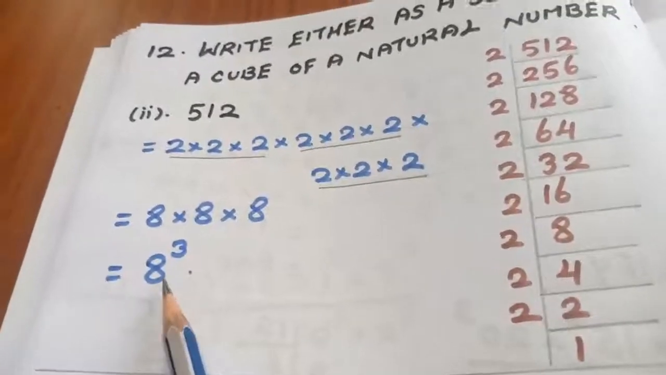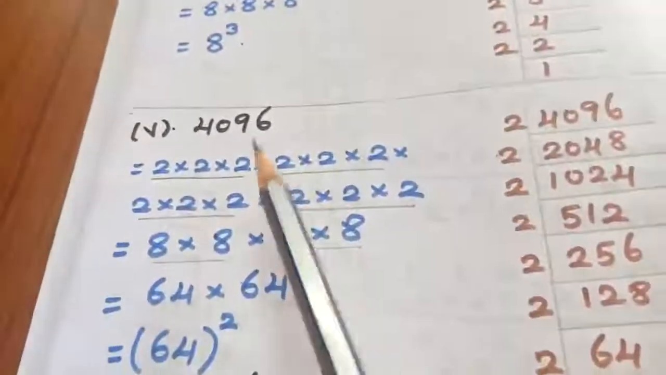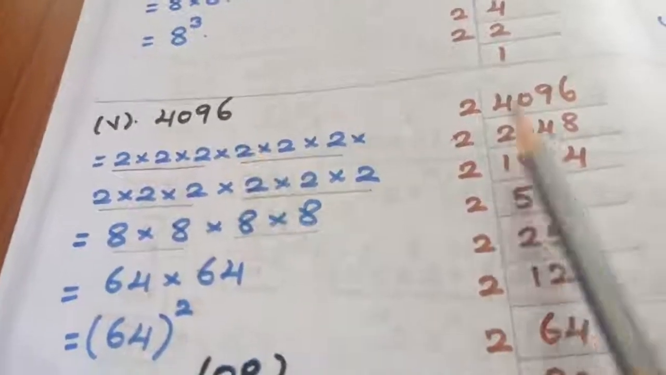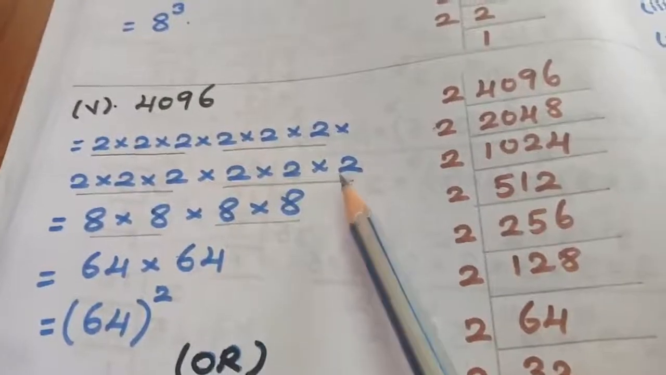So that is the concept: to the power 3 or to the power 2. This way they are asking you to find. And in case of 4096, find the prime factors. After finding prime factors, 12 times you are going to get 2.